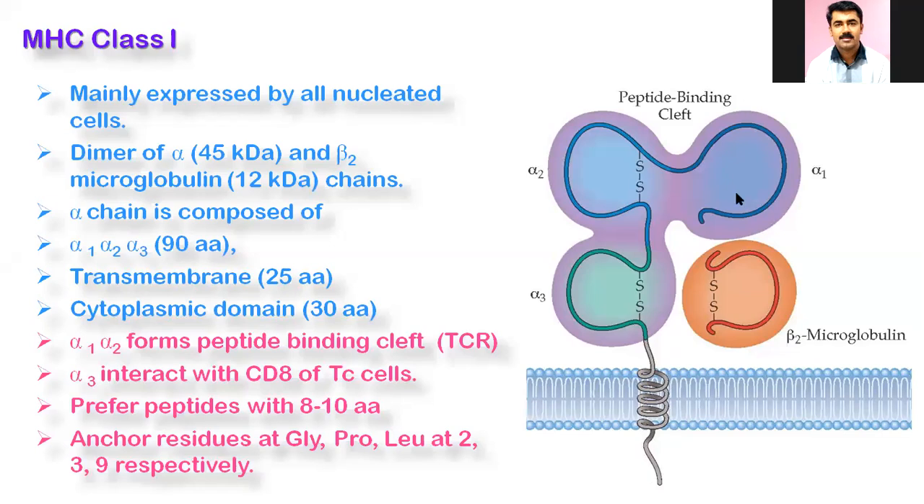The alpha 1 and alpha 2 domains make a groove or cleft wherein the antigenic peptide will bind. This antigenic cleft has the capacity to bind only 8 to 10 amino acids, and it cannot accommodate more than that. Among these peptides, amino acids like glycine, proline, and leucine occupy the second, third, and ninth positions respectively.